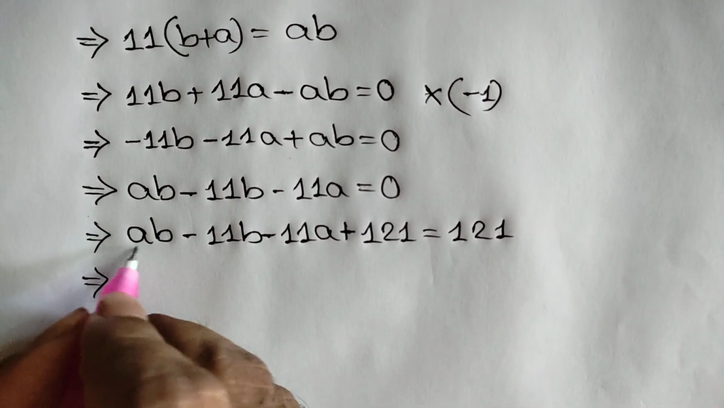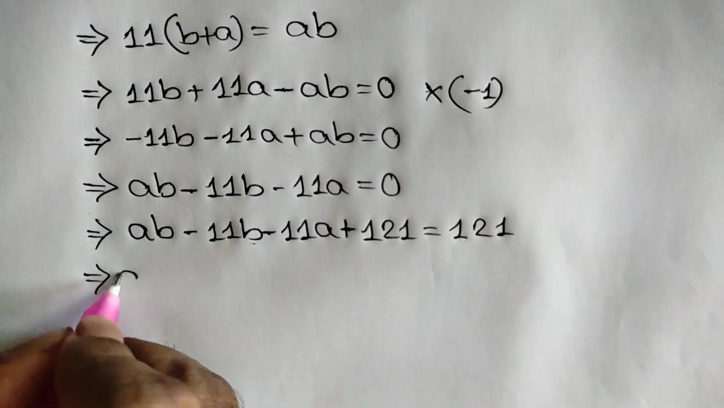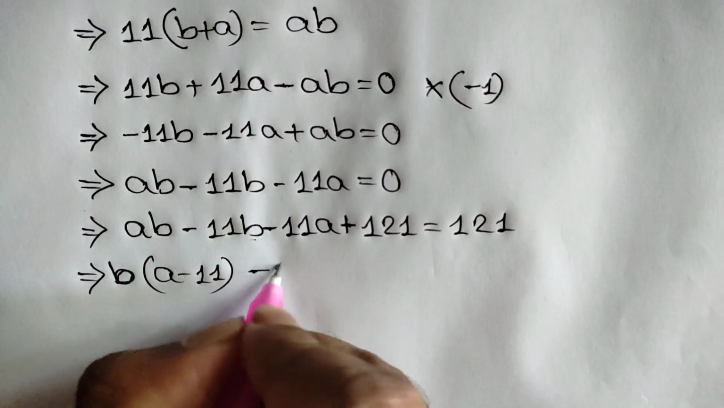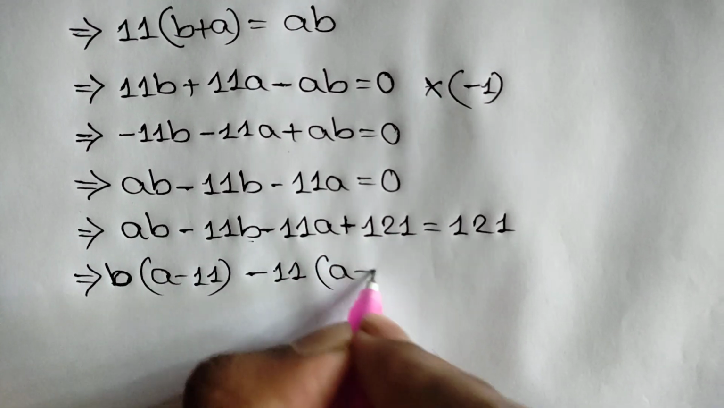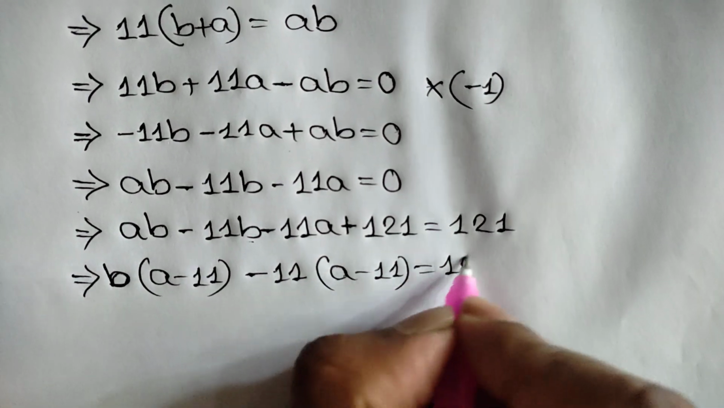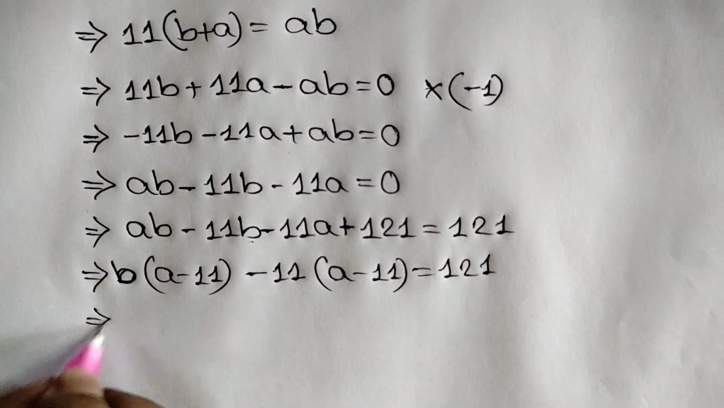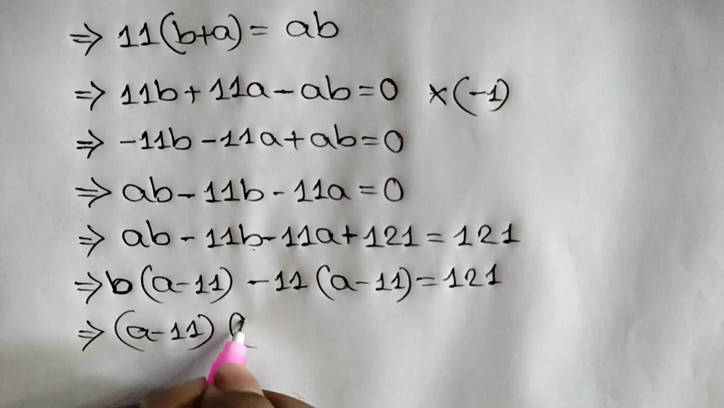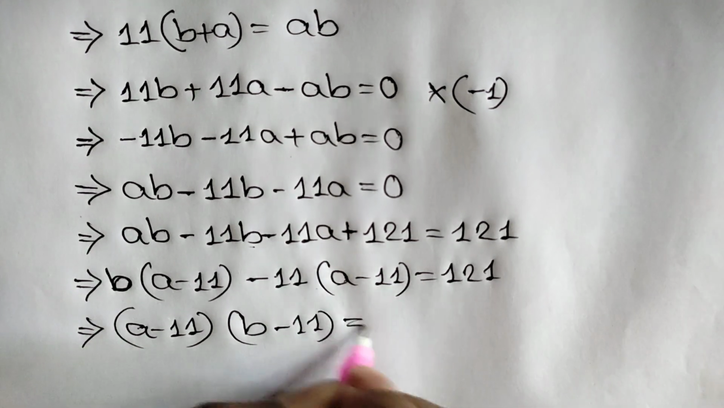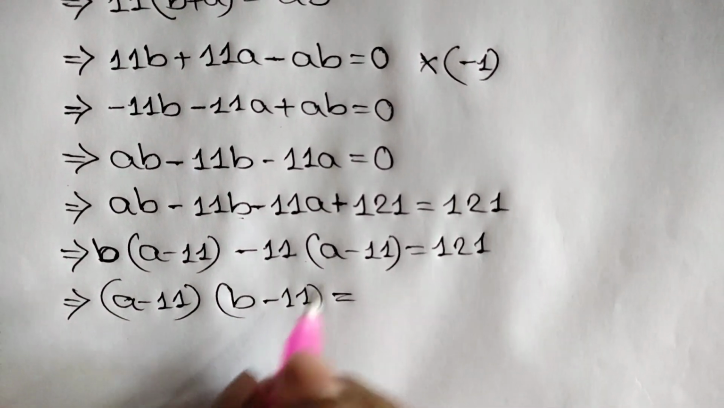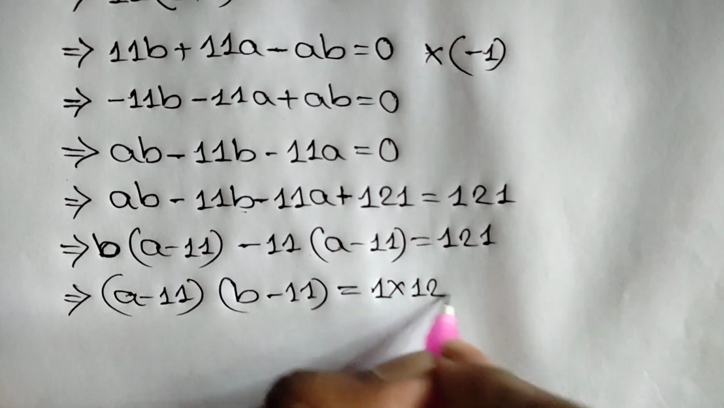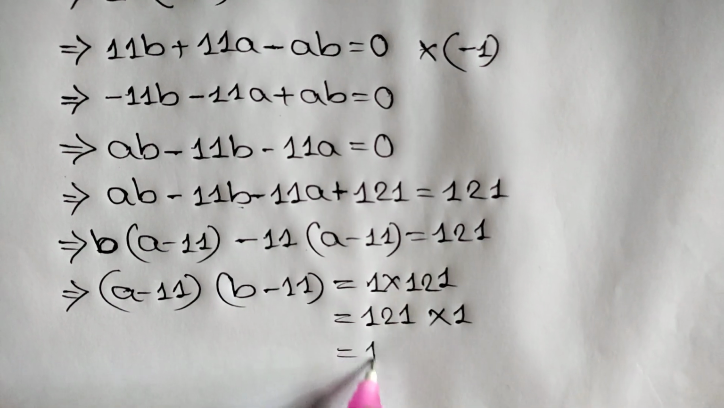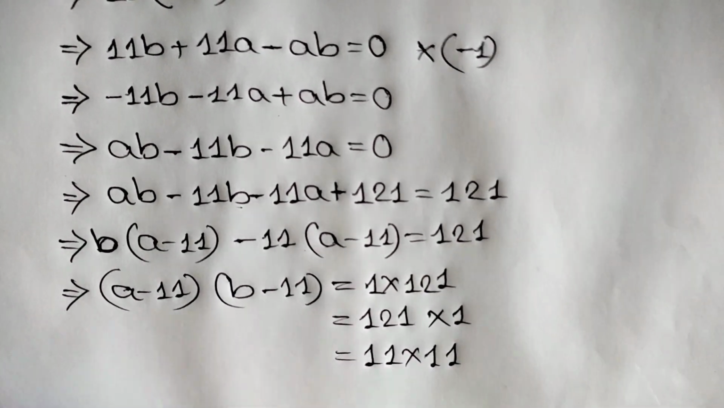Now taking b common from the first two terms we will get b times (a minus 11), and taking negative 11 common from the last two terms we will get negative 11 times (a minus 11), which is equal to 121. Now taking (a minus 11) common we will get (a minus 11) times (b minus 11) is equal to 121, and 121 can be written as 1 times 121, or 121 times 1, or 11 times 11.